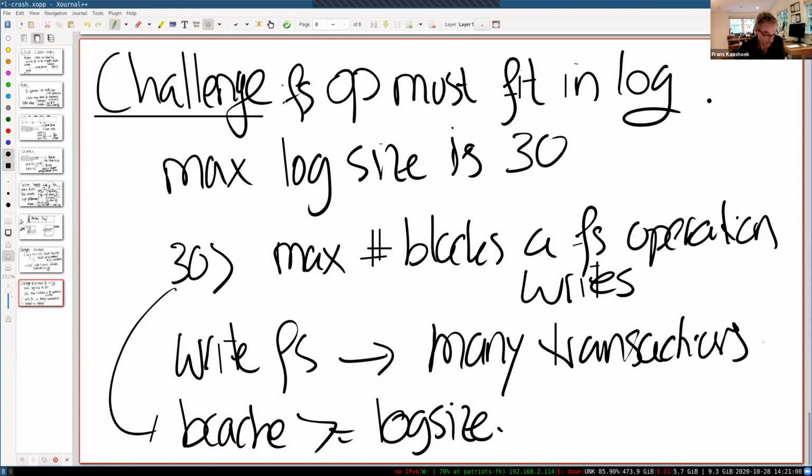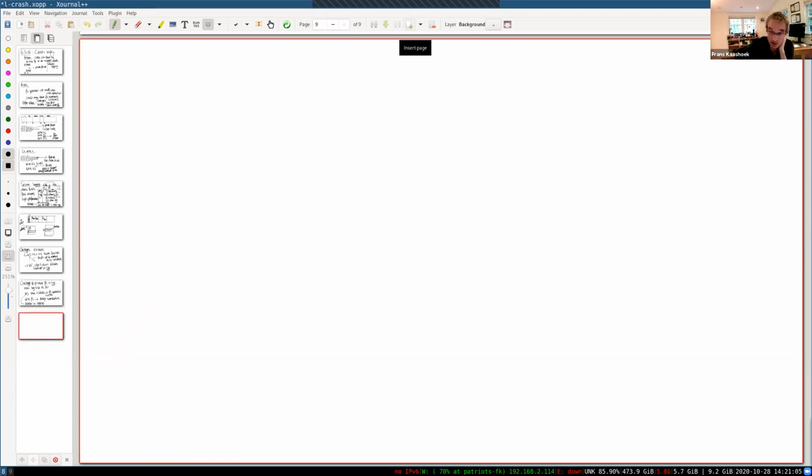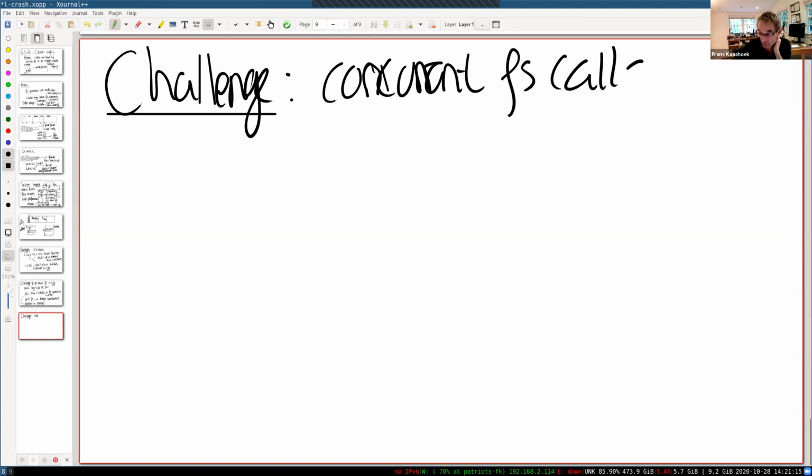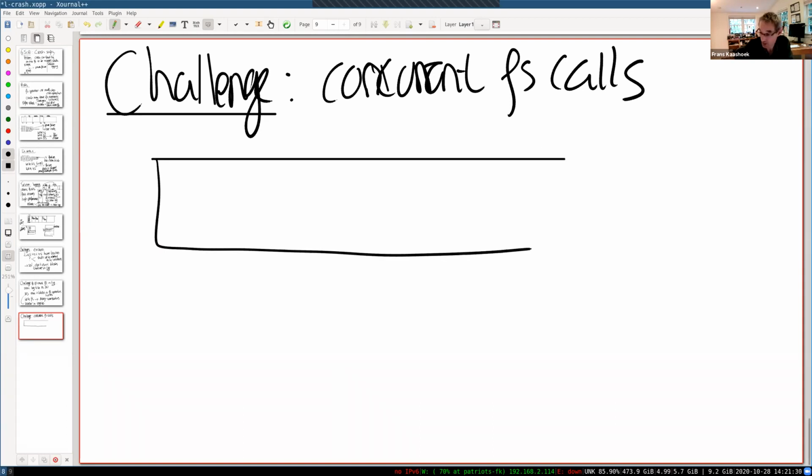Okay, so now the final challenge that I want to talk about is concurrent file system calls. And the issue is as follows. Let me first try to explain what the problem is, and then we'll see what the solution is. So let's say we have our log, and we're writing, and maybe there are two transactions executing concurrently. Just imagine for a second that they write a lot of blocks.